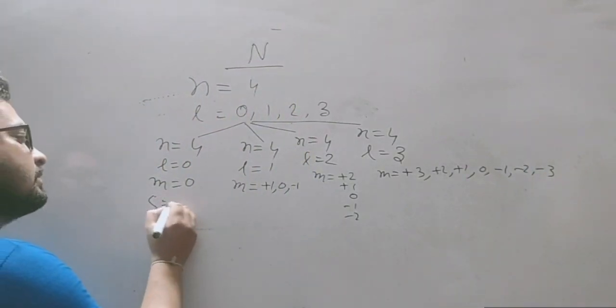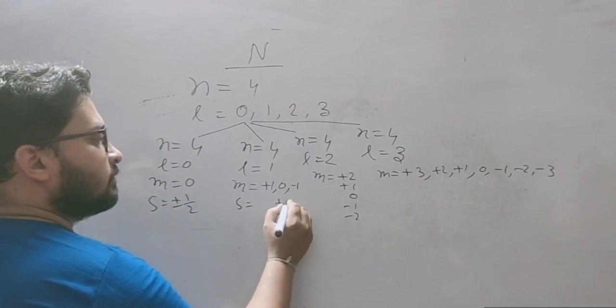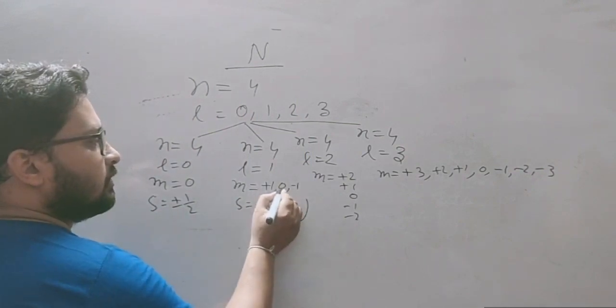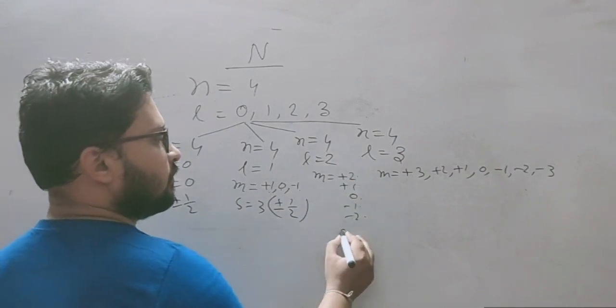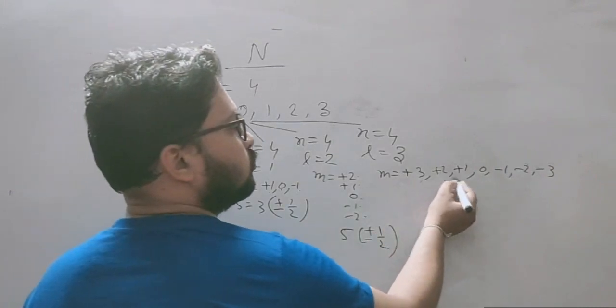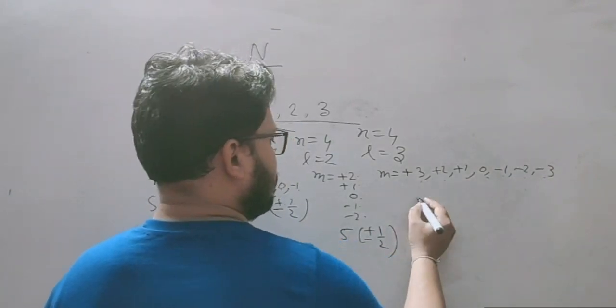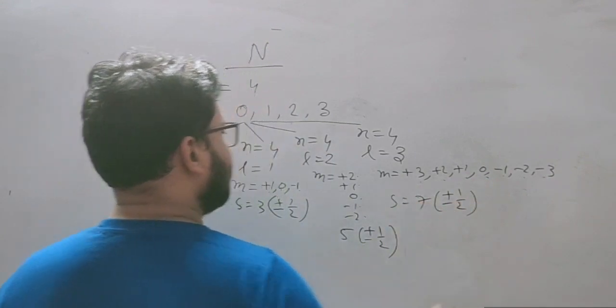The value of s is plus minus half. How many? 1, so 1; 1, 2, 3, so 3 into plus minus half; 1, 2, 3, 4, 5, so 5 into plus minus half; 1, 2, 3, 4, 5, 6, 7, so 7 into plus minus half.